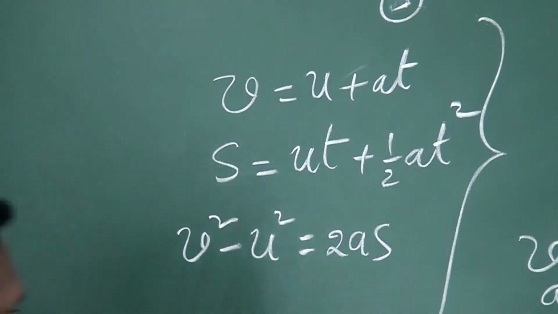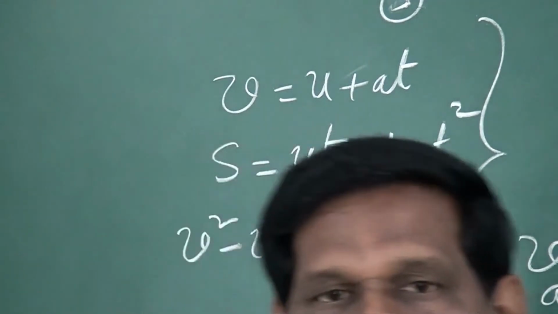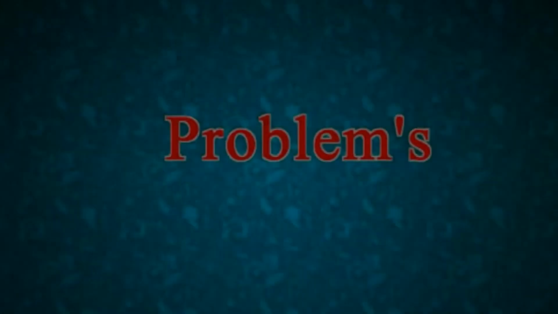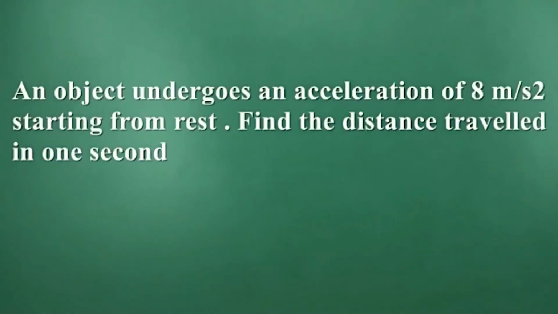Now, based on these equations, we can do some problems. Let us do some problems. An object undergoes an acceleration of 8 meter per second square starting from rest. Find the distance travelled in 1 second.